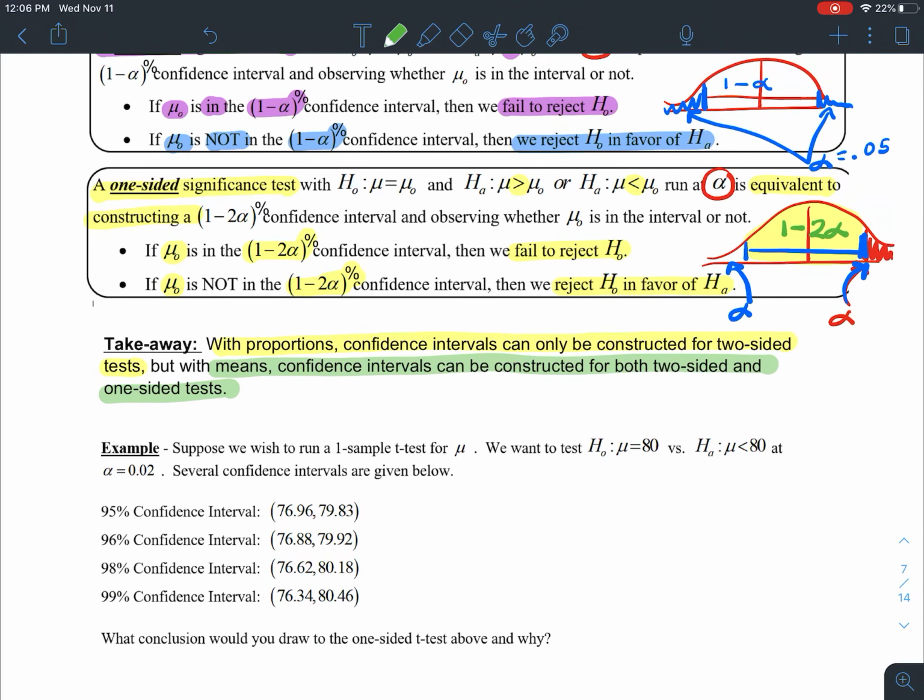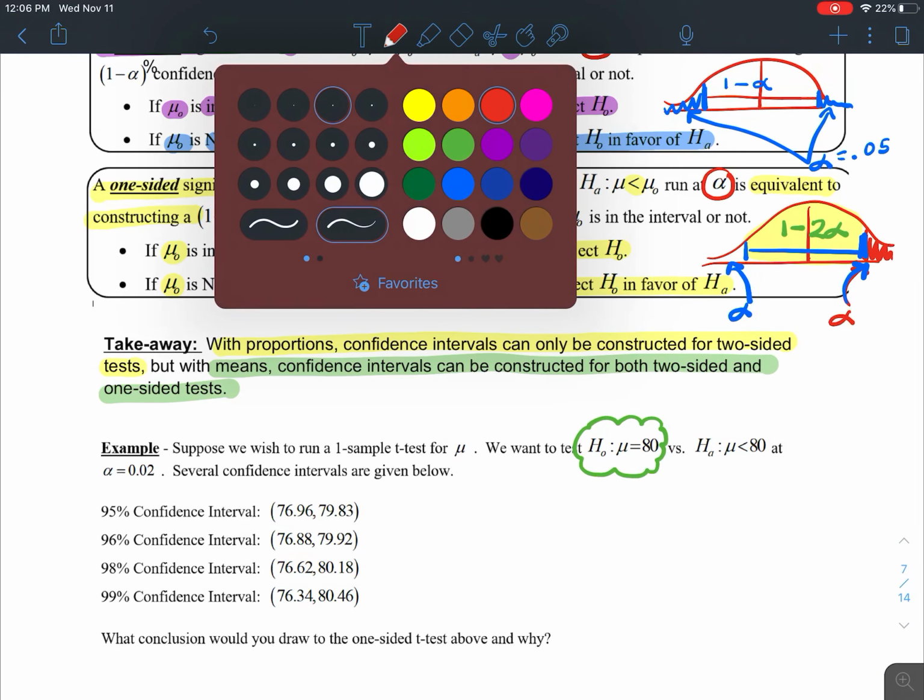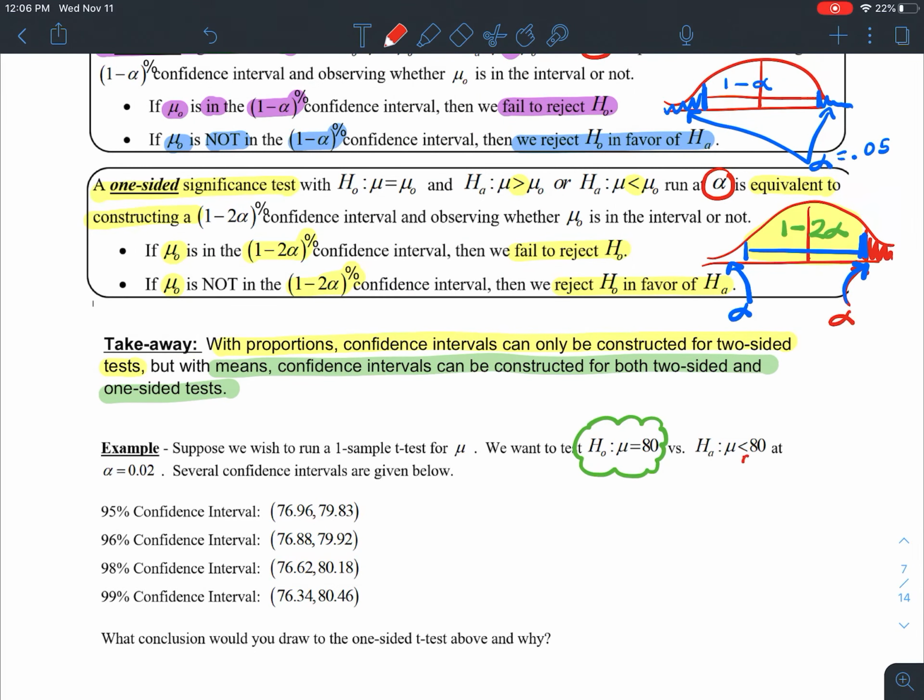So suppose that we wanted to run a one-sample t-test for mu, and here's our null hypothesis, whatever mu is representing here, the population mean is 80. Okay, you can see here that the alternative is using a less than symbol, so that's denoting that this is a one-sided sig test, and they mention an alpha level of 0.02. Okay, now you can see all these 4 different confidence intervals that are constructed.